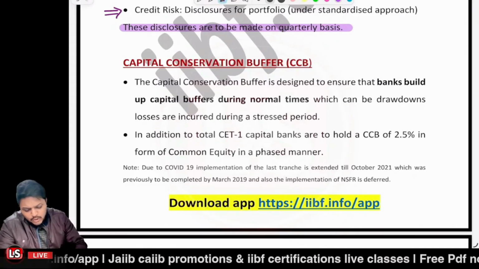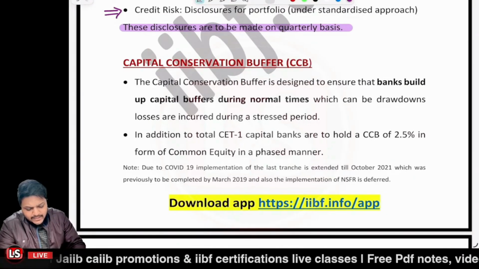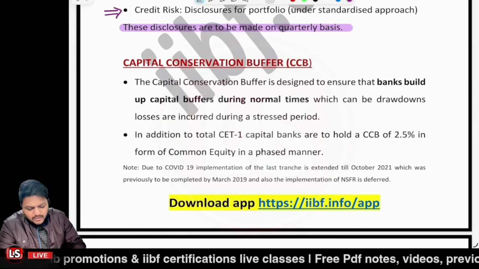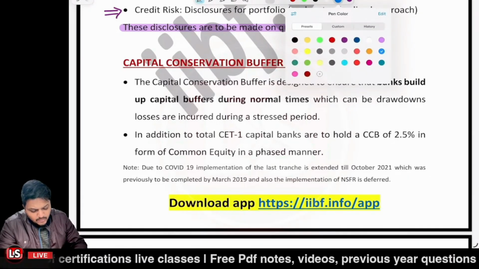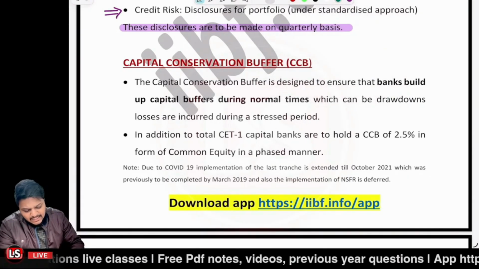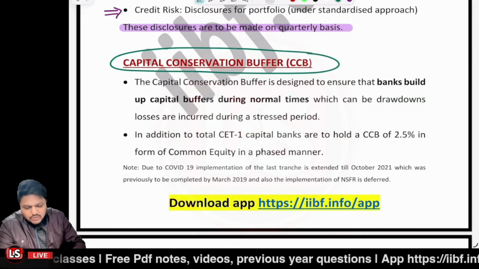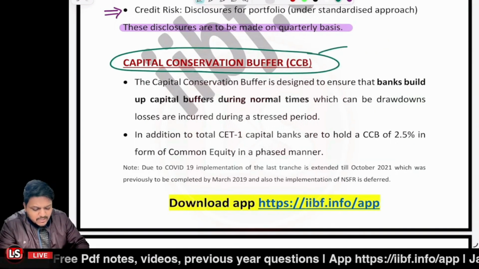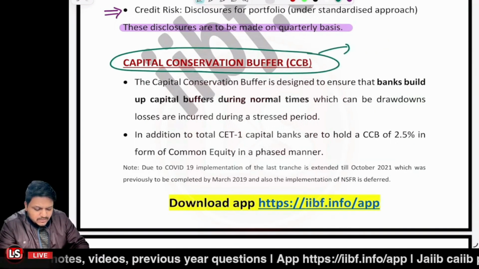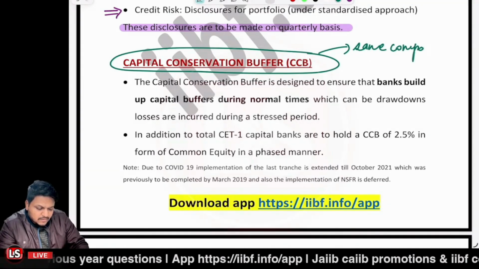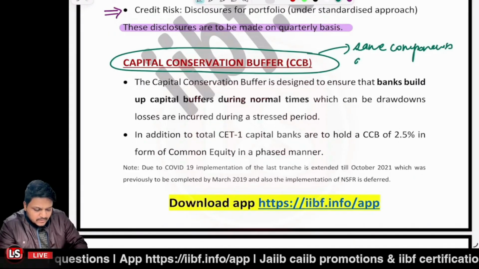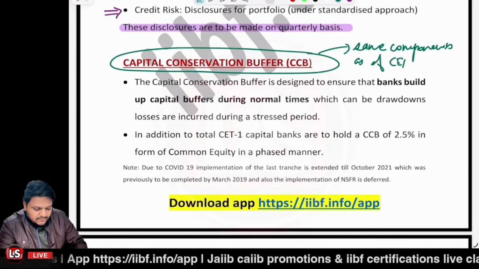And when I told you about the classification, I already told you that CCB is to be maintained in the form of CET1 capital. Now CET1 capital is to be maintained, right? So the same components would be applicable to the CCB. So we can say the same components as of CET1 capital.